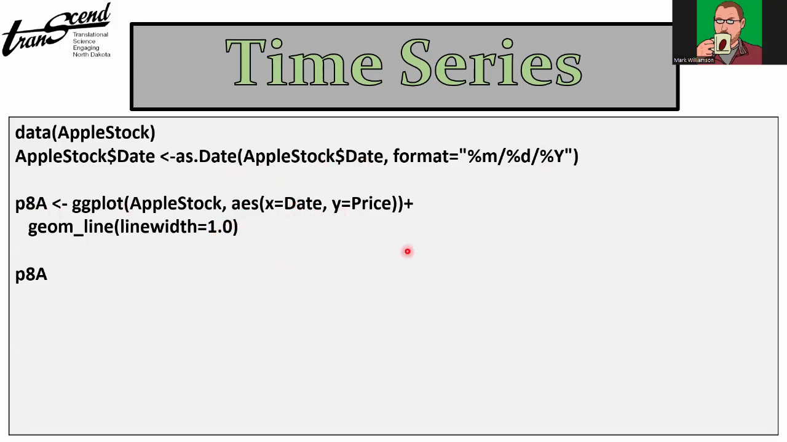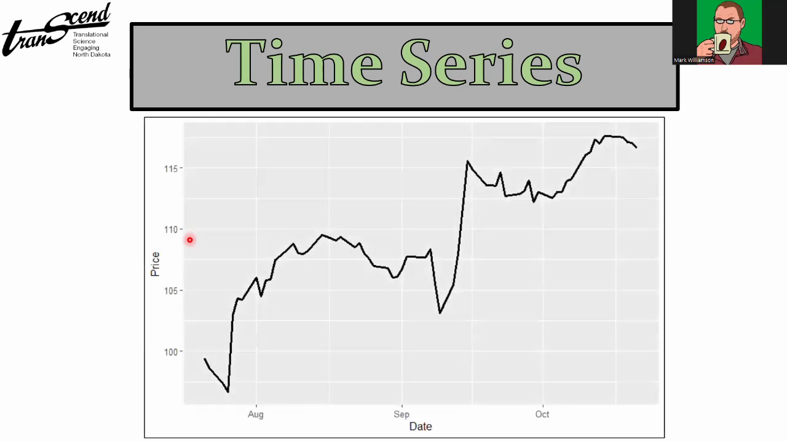When you do that and it's in the correct date format, you can just use ggplot with x equals date, y equals whatever you want, in this case price. And then we can just use geom_line. I'm just going to set the line width, but otherwise keep it straight. And we get a nice time series here. By default, the tick marks are by month, but the grid in the back is by half month. We can see the stock price rising, dipping, etc.